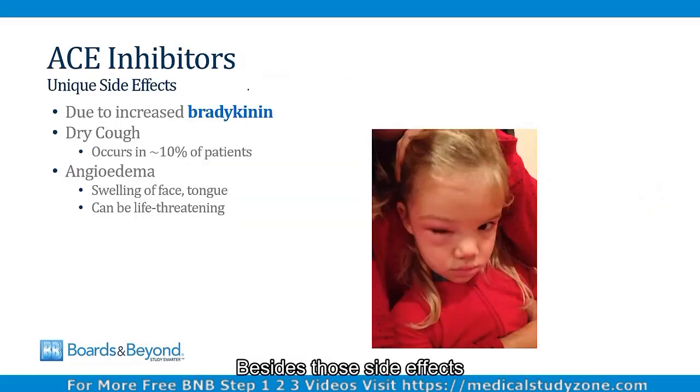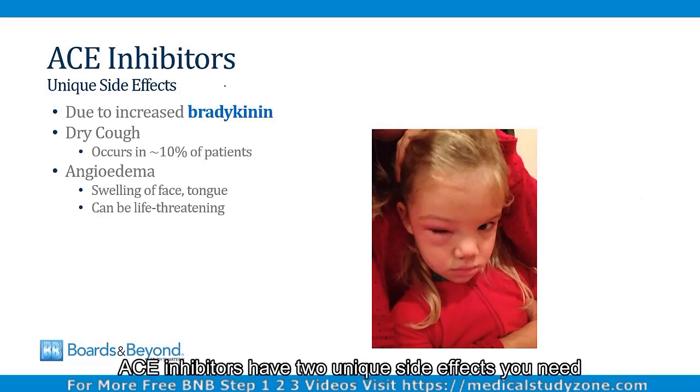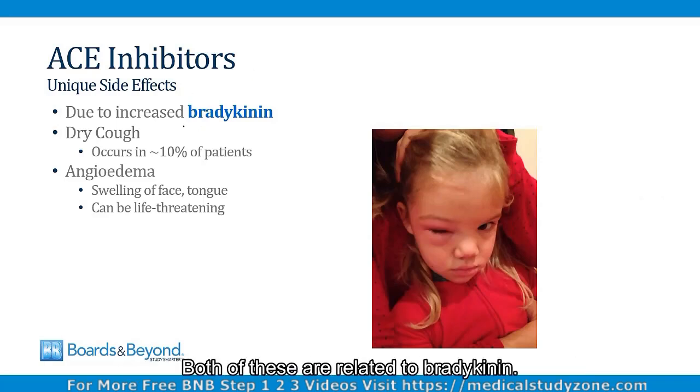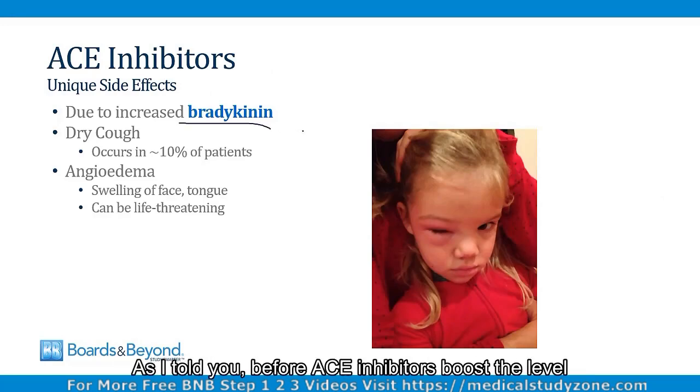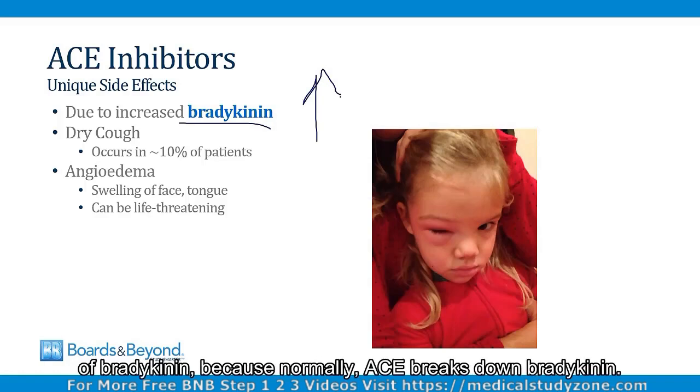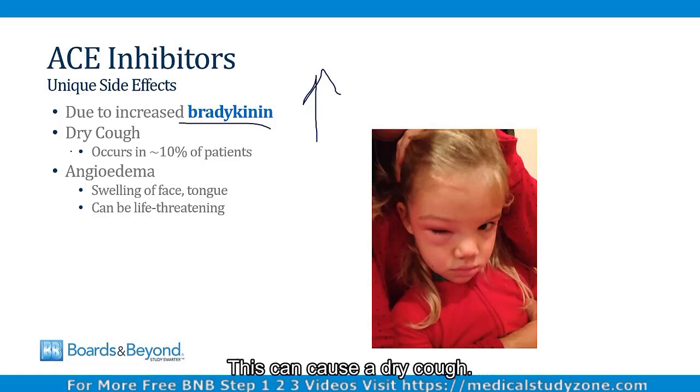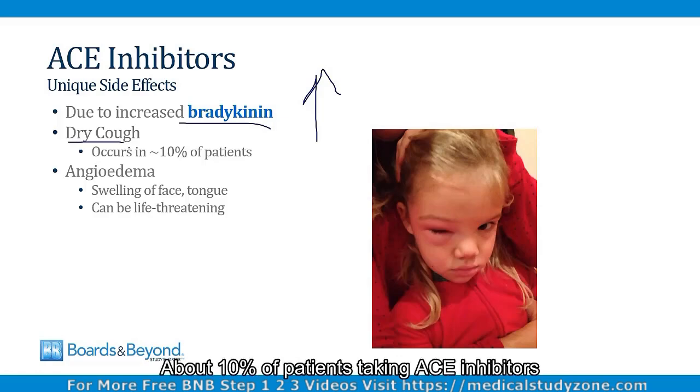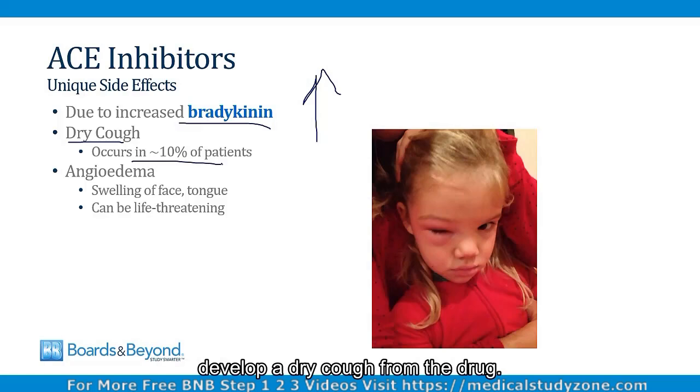Besides those side effects that are common to both drug classes, ACE inhibitors have two unique side effects you need to know about. Both of these are related to bradykinin. As I told you before, ACE inhibitors boost the level of bradykinin because normally ACE breaks down bradykinin. This can cause a dry cough. About 10% of patients taking ACE inhibitors develop a dry cough from the drug. If you switch those patients to an ARB, they will not have the cough.